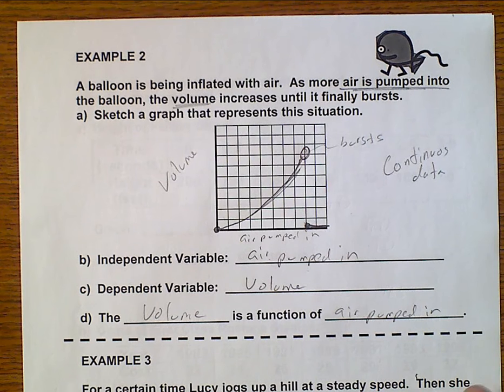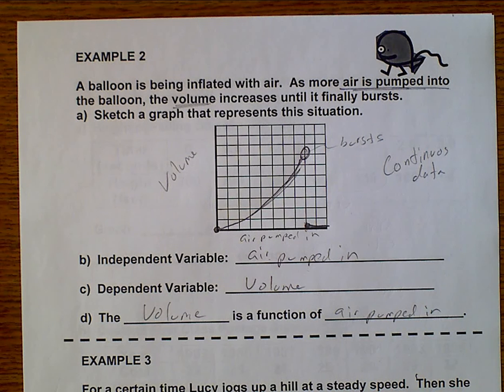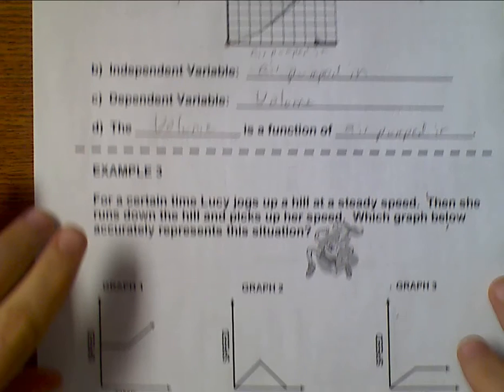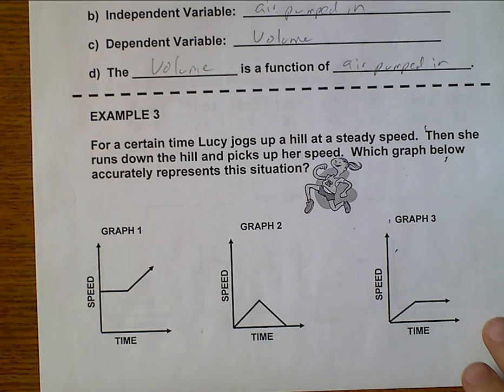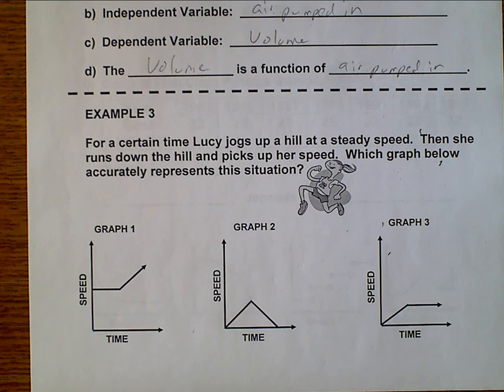Alright, so that was a real-world example. They didn't give us numbers, we just needed to give a graph. And now let's see if we can pick the graph based off of a story. So this says, for a certain time, Lucy jogs up a hill at a steady speed. She runs down and then picks up her speed. Which graph below accurately represents the situation?